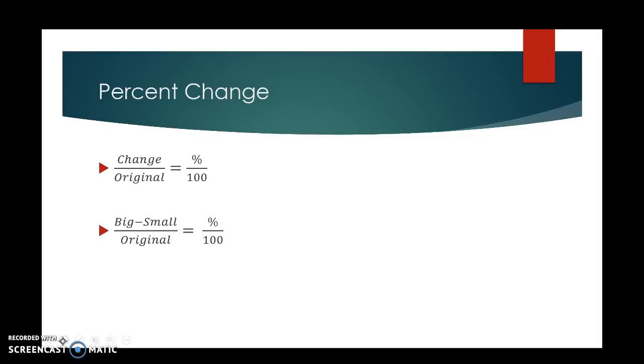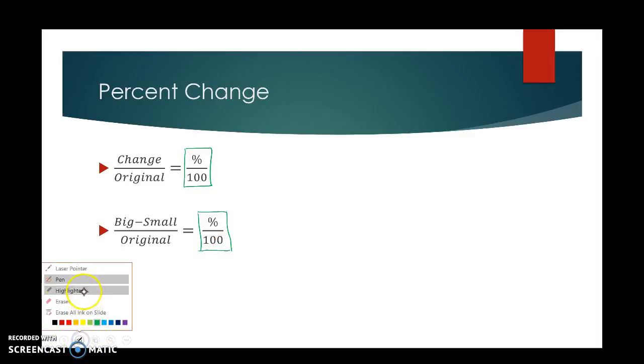Okay, so on our notes pages today, we're going to go ahead and write our new equation. Like I said, this right side is already familiar to us. We already know to put percent and 100 at the top. The difference is the left side. On the bottom of the left, we are always going to put the original amount.